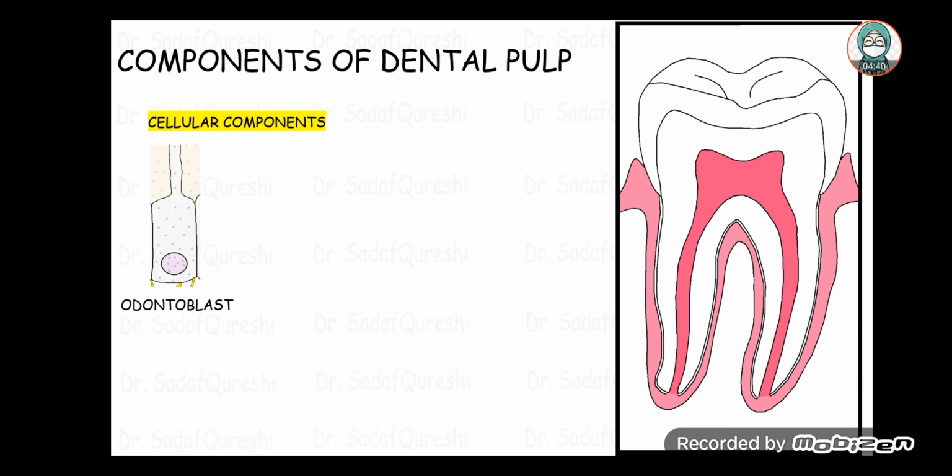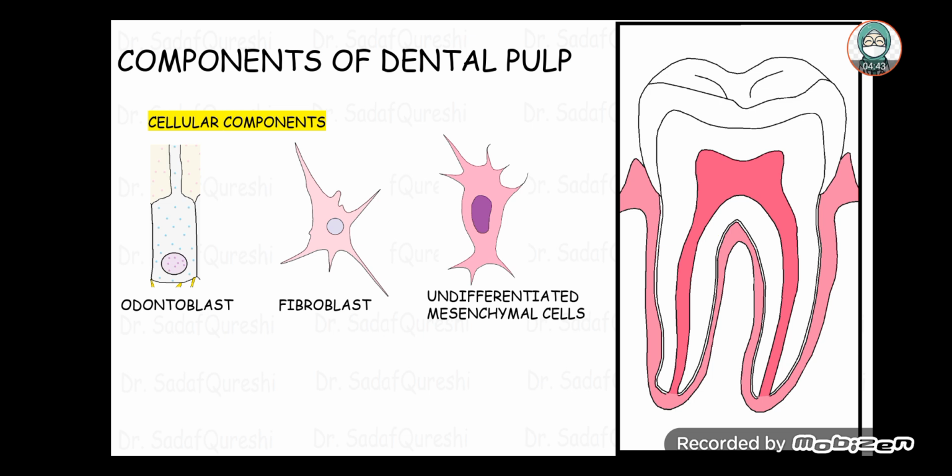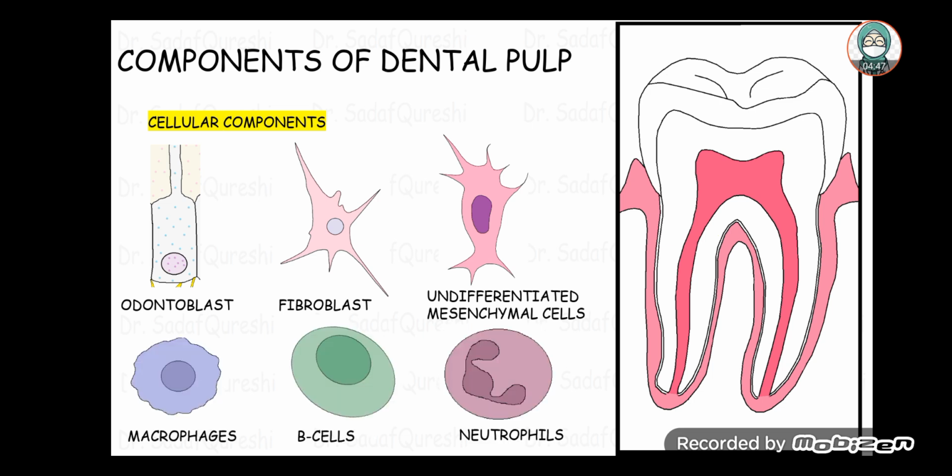the cellular component of dental pulp includes odontoblasts, fibroblasts, undifferentiated mesenchymal cells, macrophages, B cells, and neutrophils. Odontoblasts are the dentine forming cells. Basically, fibroblasts are the cells that form collagen and extracellular matrix, and then we have undifferentiated mesenchymal cells that when needed can differentiate into any cell type. And also we have macrophages, B cells, and neutrophils that are basically the defense cells that defend the pulp against any bacteria or microorganism.